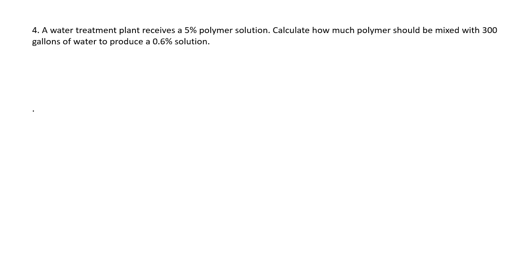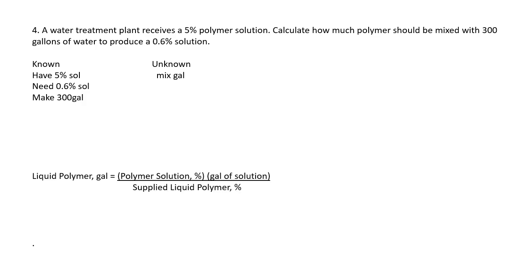Question number 4. A water treatment plant receives a 5% polymer solution. Calculate how much polymer should be mixed with 300 gallons of water to produce a 0.6% solution. Again, I always like to pull out my knowns and unknowns from my word problems. What you know is that you already have a 5% polymer solution. You need to make a 0.6% solution. You want to make 300 gallons, and you need to know how many gallons to mix.